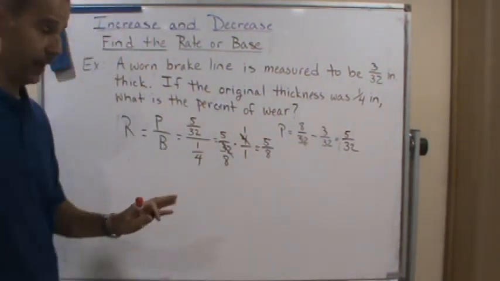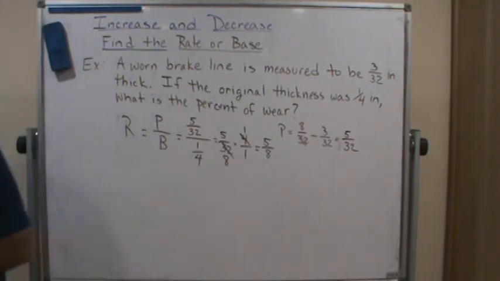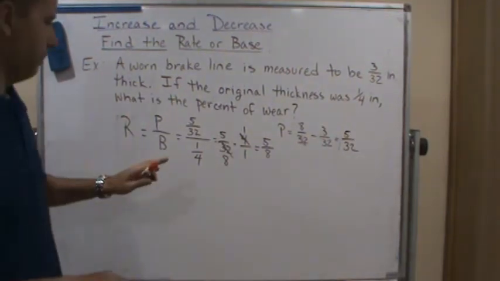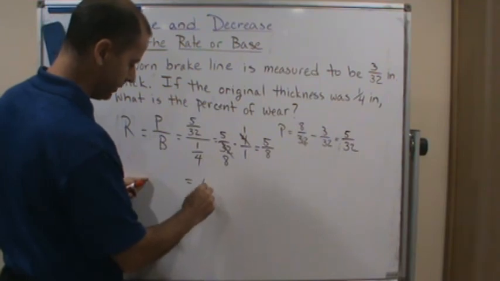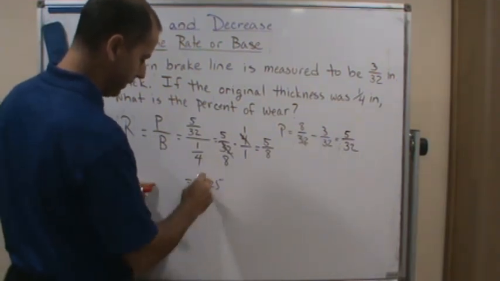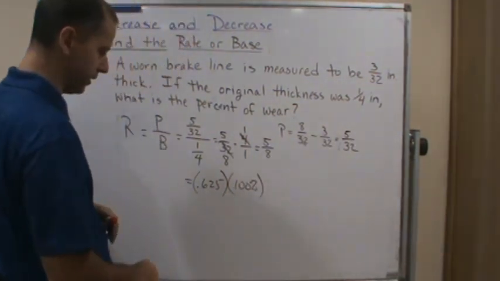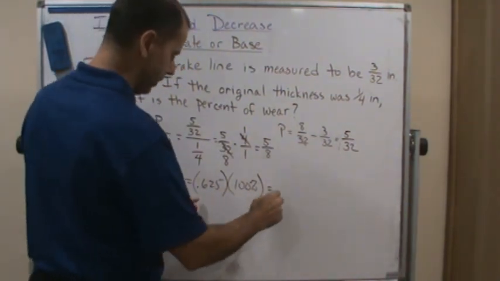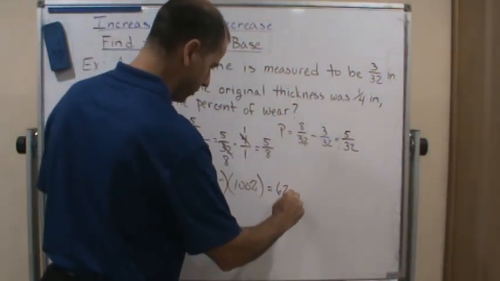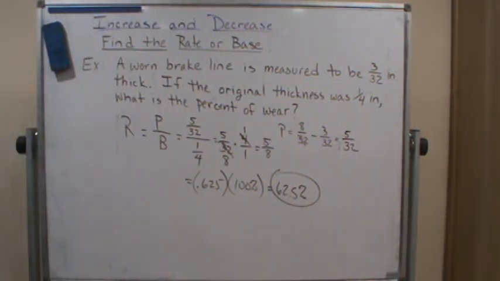But I want this as a percentage. So in order to write this as a percentage, I'm just going to multiply by 100%. So let's make this into a decimal. 5/8 is equal to 0.625. And then I'm going to multiply this by 100%, because I want to write it as a percentage. So I'm going to move the decimal point over to the right two spots. So this is going to be 62.5%. And so that is the rate of change, 62.5%.